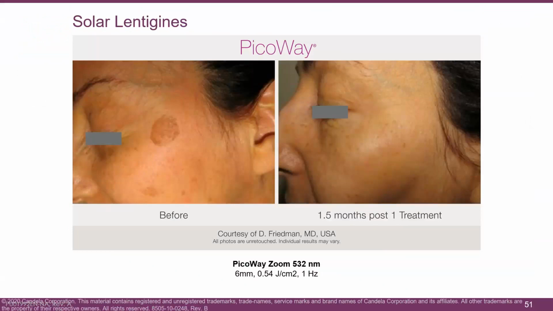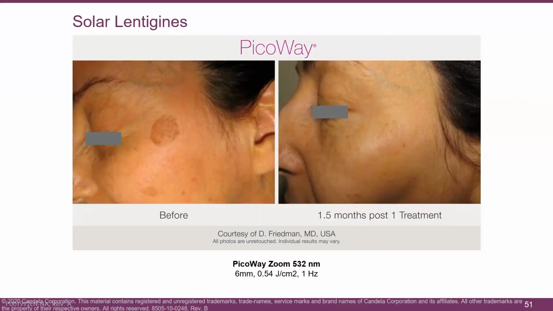So this is using our zoom handpiece, the 532 nanometer handpiece that we would use for larger, more demarcated pigmented lesions, as you can see in the image here, and this is after a single treatment.